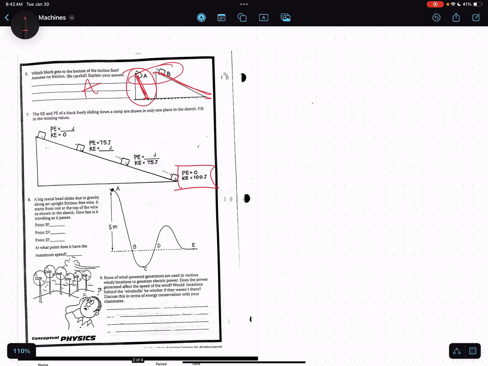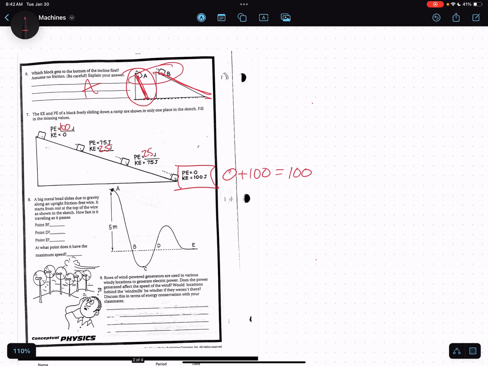Okay, so what's our total energy right here? Well, it's 0 plus 100 is 100. So that means everywhere else it has to add up to 100 too. So here is 25 plus 75 is 100. 75 plus 25 is 100. And 100 plus 0 is 100.